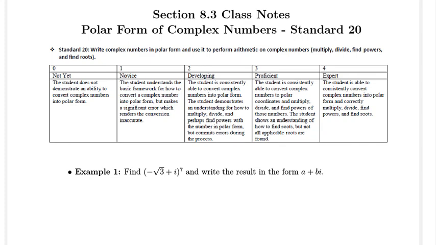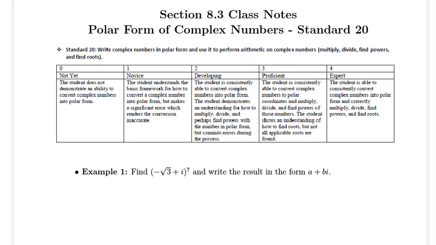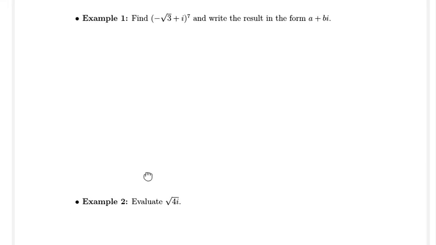In the previous video, we learned about how we can take complex numbers and write them in what we call their polar form. Writing them in polar form is a really nice thing because it allows us to do things like multiplying and dividing complex numbers in a much easier way. It also makes the process of raising complex numbers to powers and taking the roots of complex numbers much easier as well. All right, so let's take a look here at example number 1.